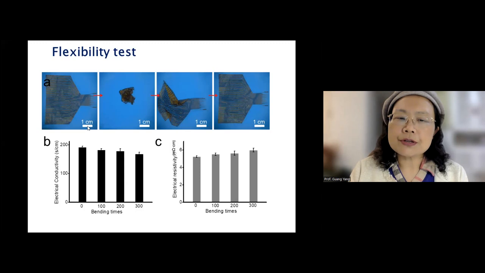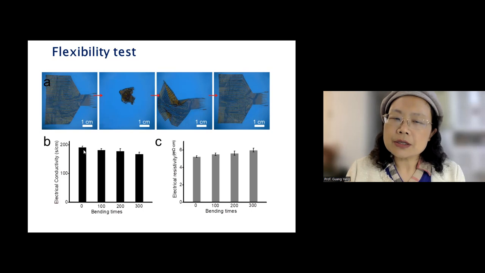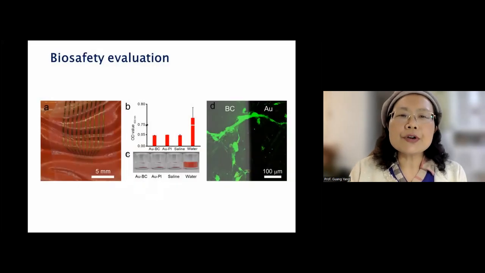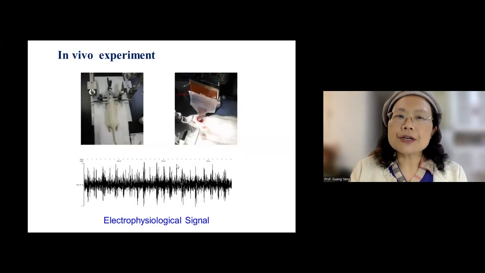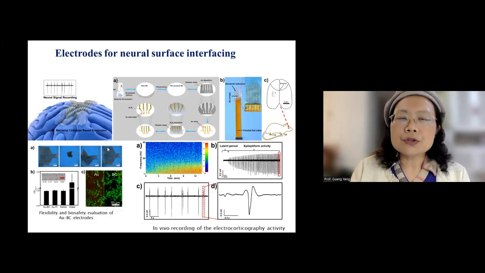And another is very good flexibility. After bending it three times at 118 degrees, we can see the electroconductivity and the resistivity only slightly decrease. And it also has very good biosafety, biocompatibility and safety. And here is the animal test, where we can test the physiological signals. So this is a very good electrode for neurons.